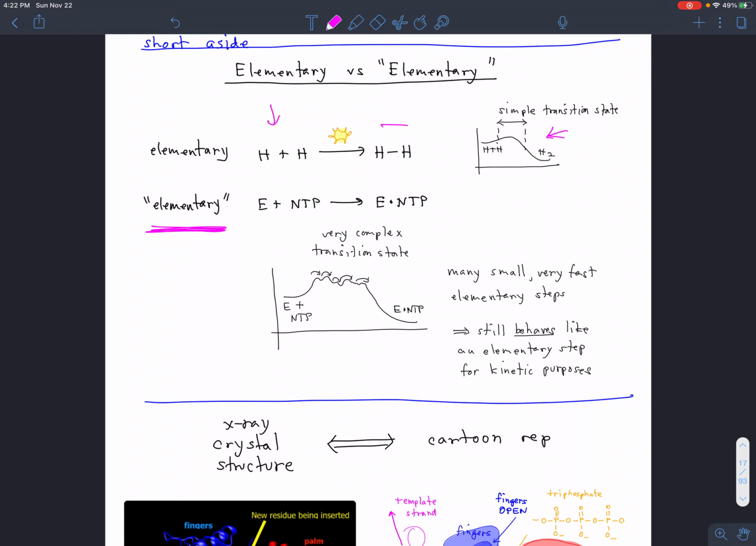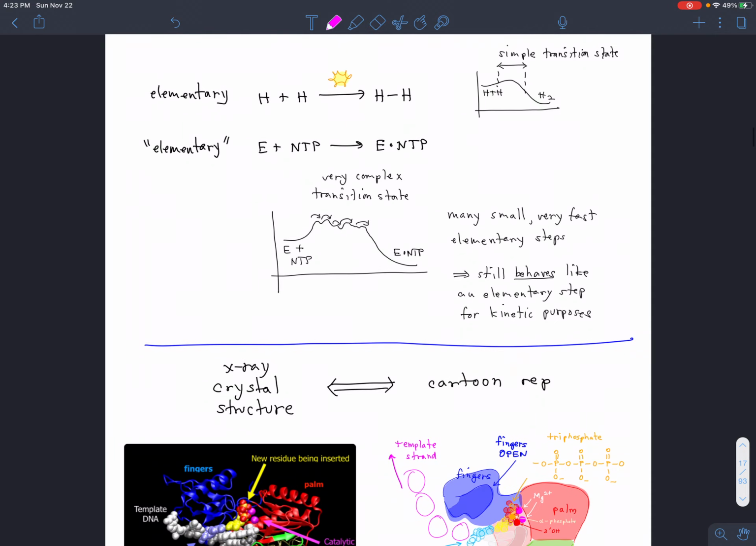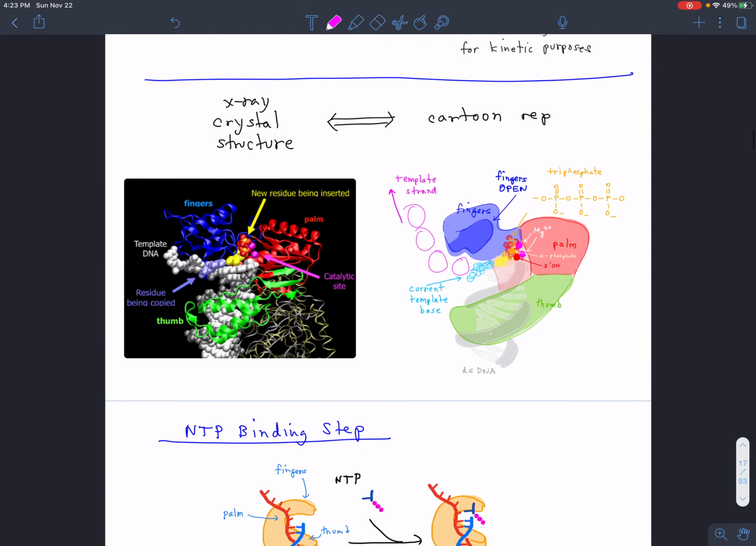And I emphasize this here because that's common in biochemical situations. Almost all the elementary steps in biochemical kinetic mechanisms aren't truly elementary. This I call just elementary straight. Here I put elementary in quotes because it acts elementary for our purposes, but it isn't truly elementary in the sense that we talked about earlier.